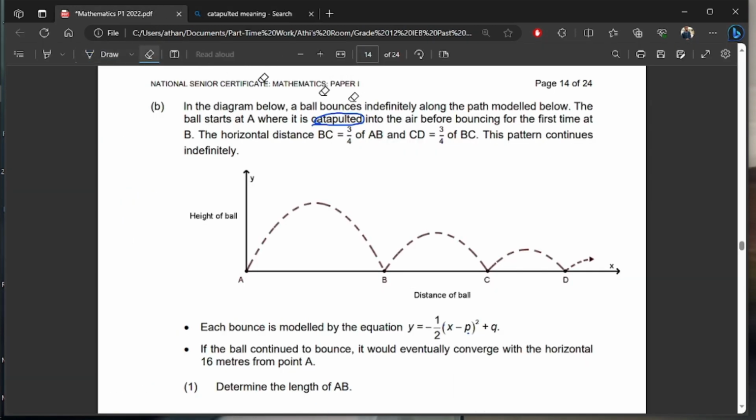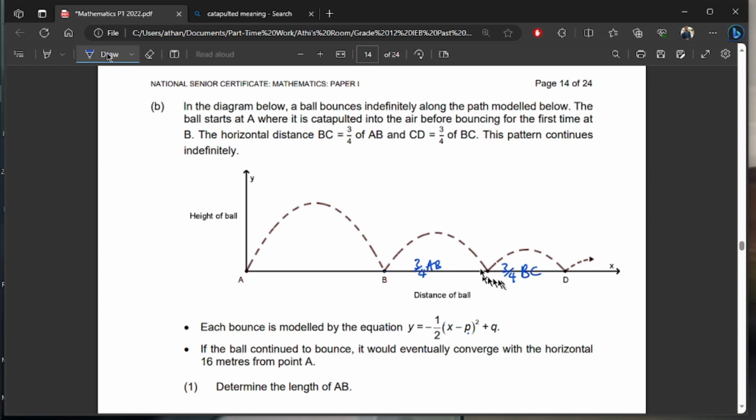So basically the ball is launched into the air from point A, and then it bounces, where it is launched into the air before bouncing for the first time at B. So it bounces for the first time here. The horizontal distance BC is equal to 3 over 4 of AB. That means you multiply whatever length here by 3 over 4 to get BC. CD is 3 over 4 of BC.